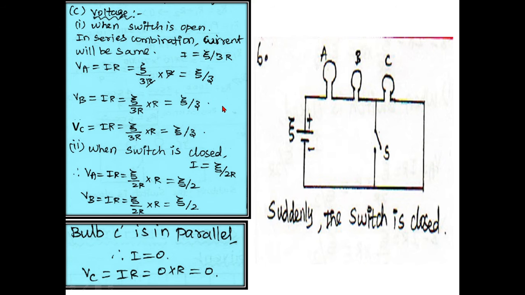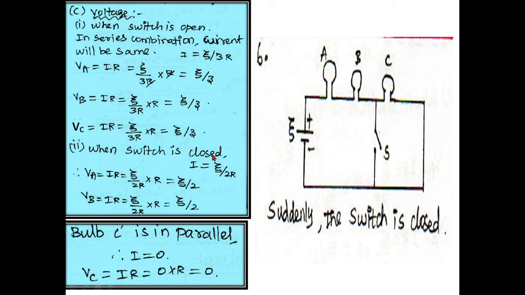The next, third question, voltage. When the switch is open, in series combination, the current will be the same. Already we know the formula, I is equal to ψ by 3R. According to Ohm's law, V is equal to I into R. Here the I value is ψ by 3R into R, R cancels, ψ by 3. VB is a similar value: I into R is equal to ψ by 3R into R, R cancels, ψ by 3. So similarly, VC is also ψ by 3.